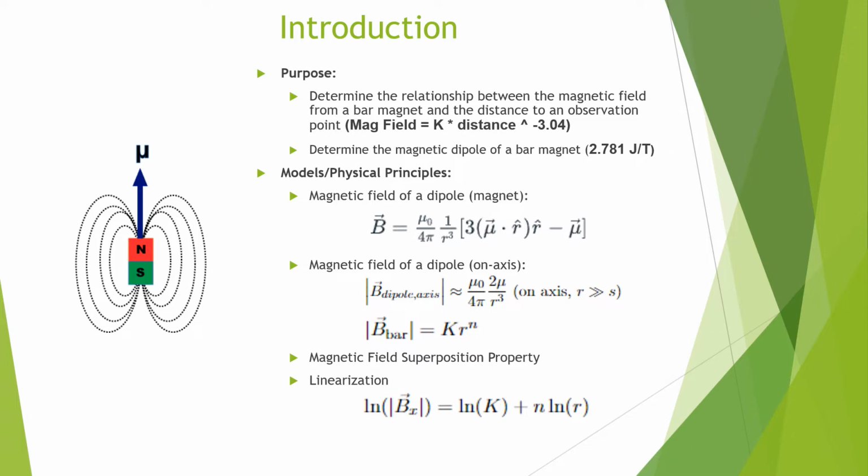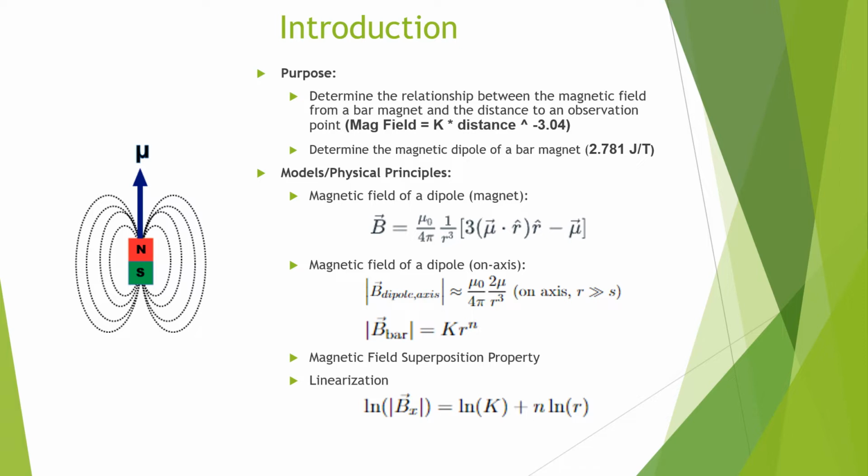Some models and physical principles that we'll use throughout the lab include the general magnetic field of a dipole, or in this case, a magnet, represented by the equation below, which uses the value mu, the magnetic dipole moment, as represented in the diagram to the left. The magnetic field of a dipole on axis, where both equations are simplified versions of the general formula above.